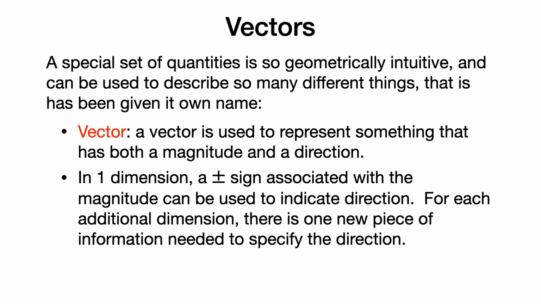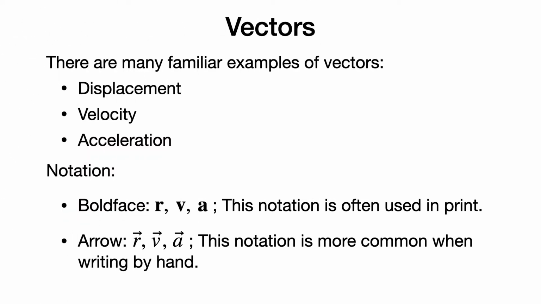In one dimension, a plus or minus sign associated with a magnitude can be used to indicate the direction. If we go to higher dimensions, then each additional dimension requires an additional piece of information to specify the direction. There are many familiar examples of vectors: displacement, velocity, acceleration, among many others.